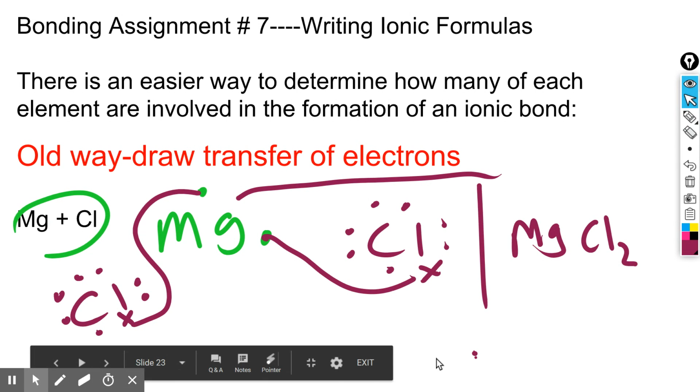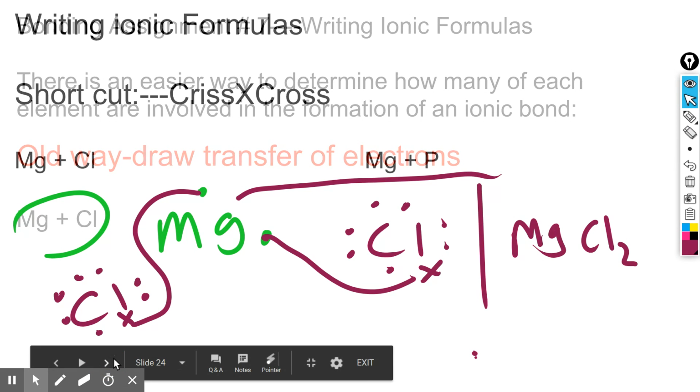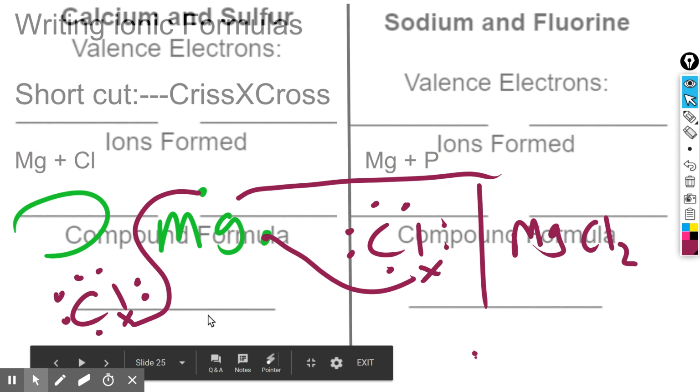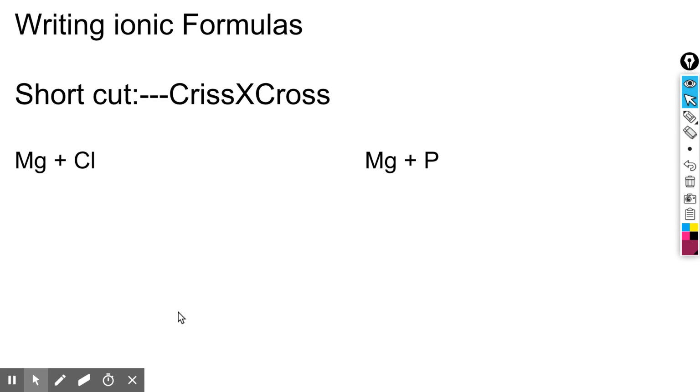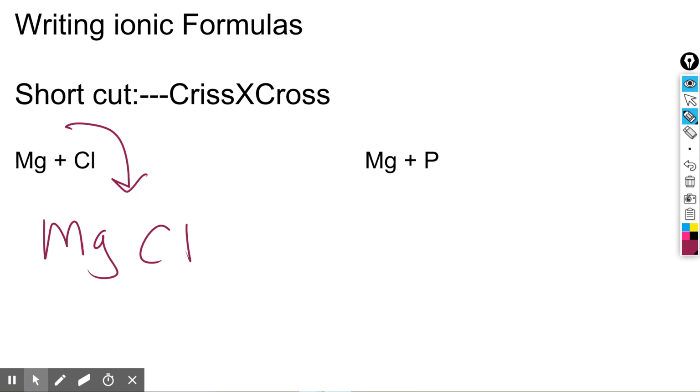There is an easier way to do this. You don't have to draw the whole thing out. The easier way is called the crisscross technique. What you do is write the MgCl. We want to write the formula for MgCl.